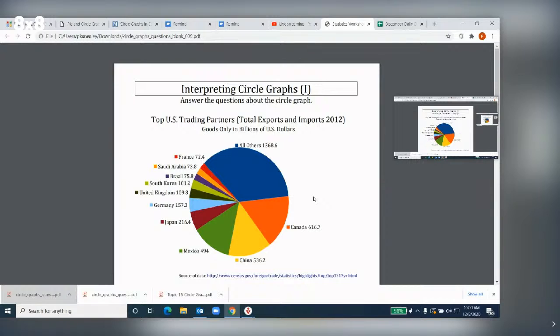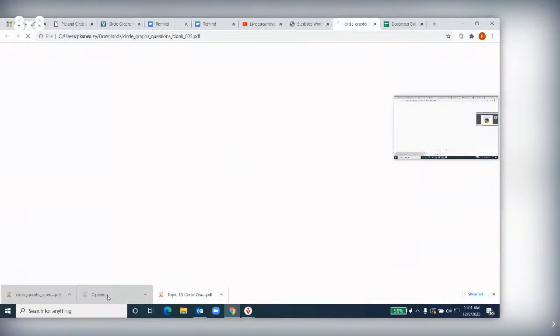So this would just be an example of another pie graph. Some of the questions might just ask, who's our biggest trading partner? How much do we trade with maybe Japan and South Korea? So you might just add two figures together. This is something that you might see on the test. Let's look at another one here.